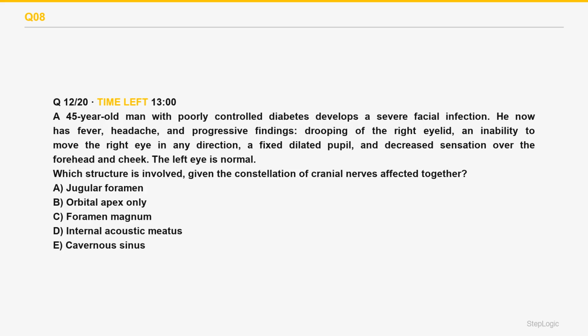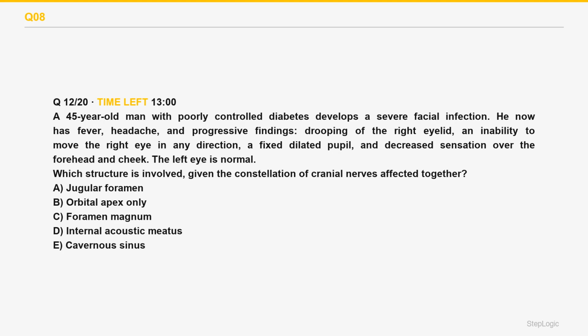Which structure is involved, given the constellation of cranial nerves affected together? A 45-year-old man with poorly controlled diabetes develops a severe facial infection. He now has fever, headache, and progressive findings: drooping of the right eyelid, an inability to move the right eye in any direction, a fixed dilated pupil, and decreased sensation over the forehead and cheek. The left eye is normal.